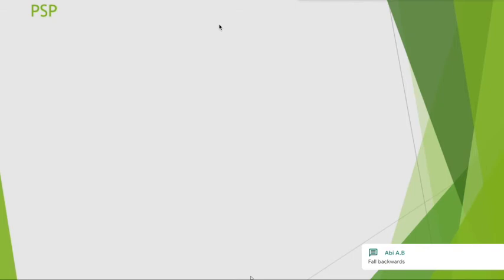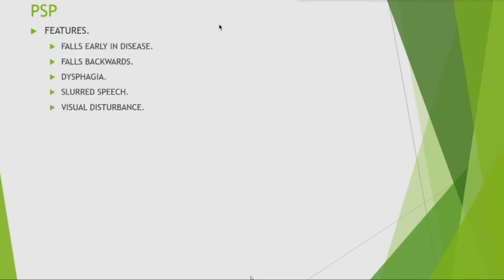Supranuclear means what? The features will be gaze palsies. They may not be able to look up and down. Obviously, the tendency to fall will be more. So they fall early, they fall backwards. They are associated with dysphagia, slurred speech, and visual disturbances; particularly gaze palsies may be a characteristic feature. So when somebody repeatedly falls, instead of thinking Parkinson's to start with, also think of the variant progressive supranuclear palsy.